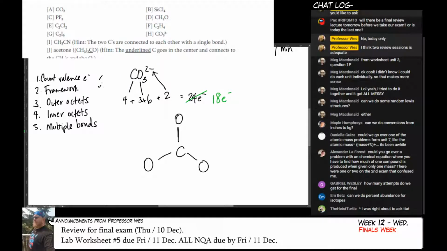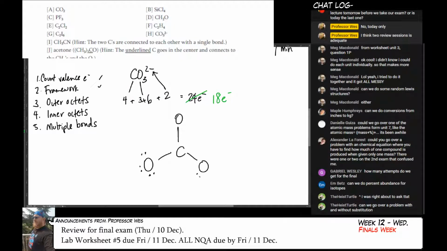For number 3, we've got to do outer octets first. So I'm going to go 1, 2, 3, 4, 5, 6, 7, 8, 9, 10, 11, 12, 13, 14, 15, 16, 17, 18. Oh, that used up all of my electrons. Now I've got nothing left. So there's my outer octets. I don't have any electrons left to do inner octets, so we're just going to check that off as done. We're going to go straight to multiple bonds, where I have to take 2 of my electrons and go whoop, whoop. And that gives my octet to carbon.